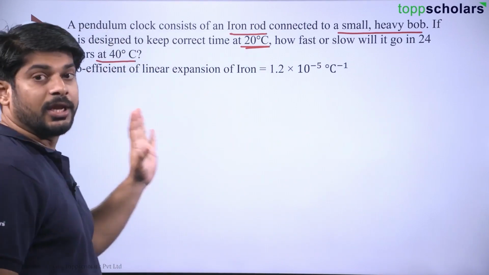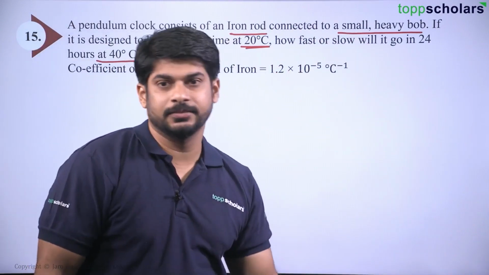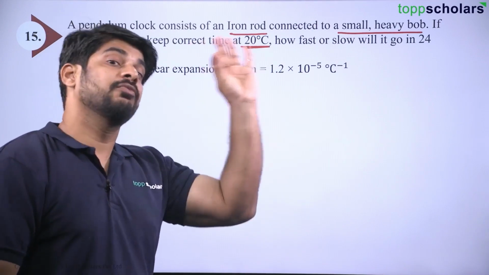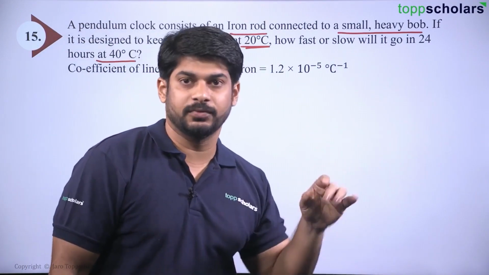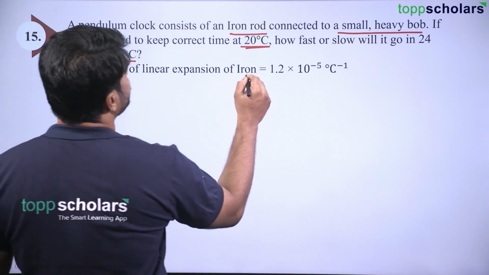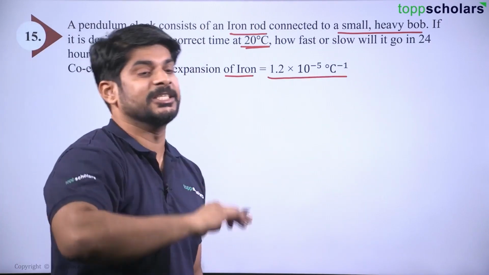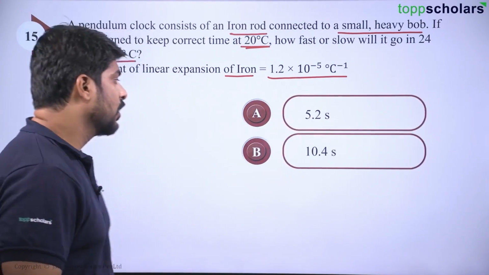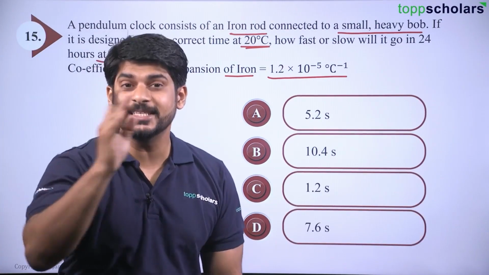Initial temperature and final temperature are given, and after 24 hours, what will be the change? That means if the temperature is now 40 degrees, then after 24 hours, what will be the decrease or increase in the time interval in that clock? That is what we have to find out. The coefficient of linear expansion of iron is given, that is 1.2 into 10 raised to minus 5 per degree Celsius. Let's look at the options: 5.2 seconds, 10.4 seconds, 1.2 seconds, or 7.6 seconds.